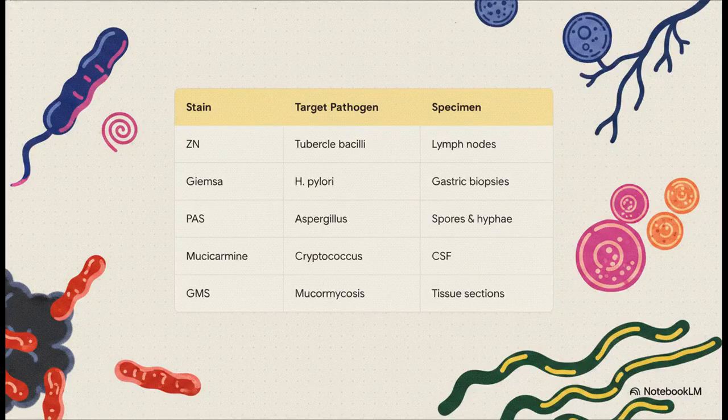Now, this comparison table is pure exam gold. It's all about perfectly matching the pathogen to the chemical dye. Memorize these. If you've got a gastric biopsy and you're hunting for H. pylori, you need Giemsa. Looking at lymph nodes for tubercle bacilli, reach for Ziehl-Neelsen or ZN, and pay close attention to those bottom 3 fungal stains. For example, GMS is your absolute go-to for identifying mucormycosis in tissue sections.